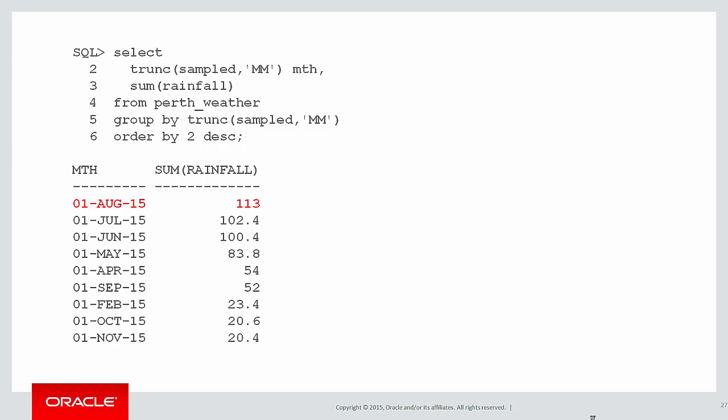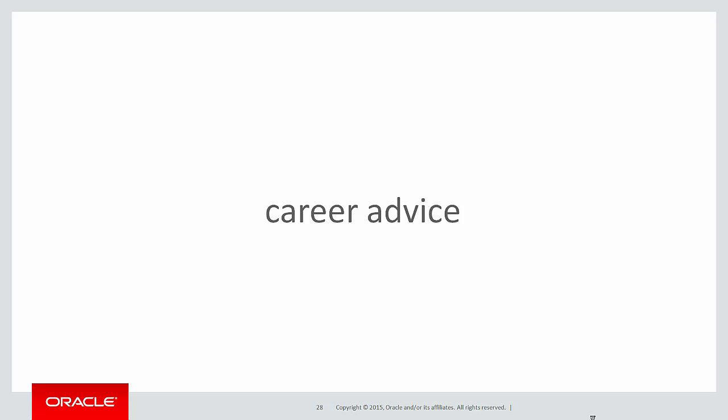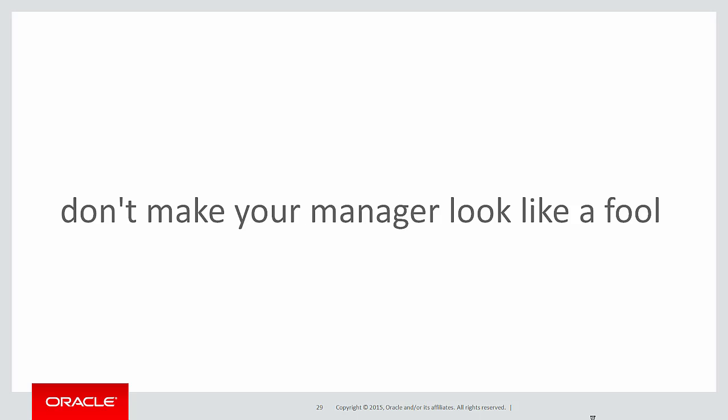Now when we rerun the manager's report, we can actually see that last year it was actually August that had the highest rainfall. And he can go up to his higher management with confidence that the data is now correct. Piece of career advice for you, don't make your manager look like a fool. Analytics has come to the rescue in this case.